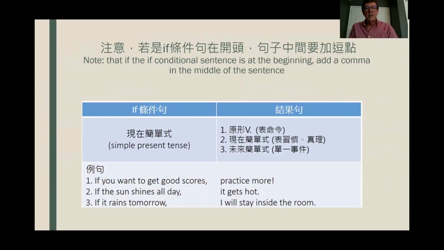Note that if the conditional sentence is beginning the sentence, you have a comma in the middle of the sentence. So here we go. Simple present tense. If you want to get good scores, comma, practice more. If the sun shines all day, comma, it gets hot. If it rains tomorrow, comma, I will stay inside. So these are conditional sentences. If you want, it's a condition. If the sun shines, condition. If it rains tomorrow, comma.